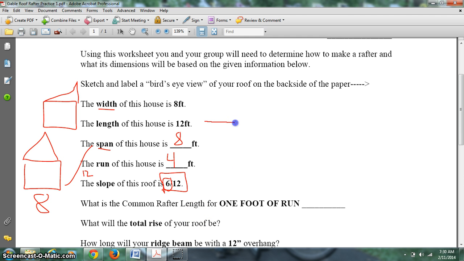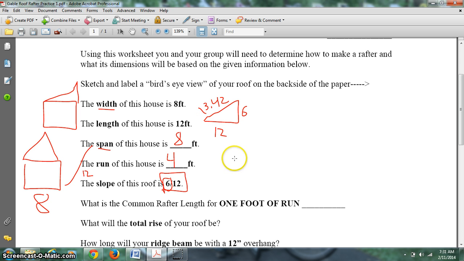First thing I need to do, draw my triangle. This one's always labeled a 12. It represents 1 foot. The rise in this case is a 6. And we go to our rafter table and we look up, we get the answer for here, 13.42. A squared plus B squared equals C squared. That's where that answer comes from.